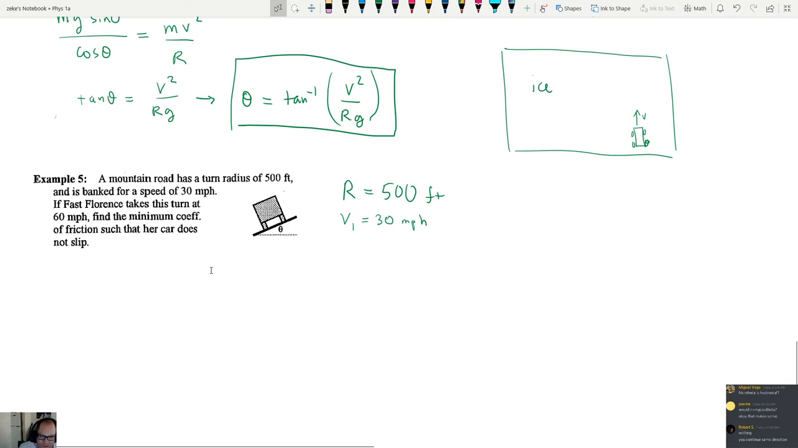What we're going to do first is look at this first sentence. It says, a mountain road has a turn radius of 500 feet and it's banked for a speed of 30 miles an hour. That means that it's designed for a speed of this.